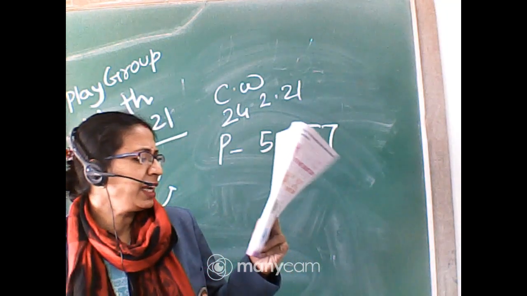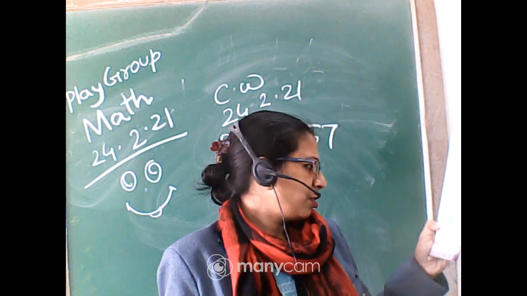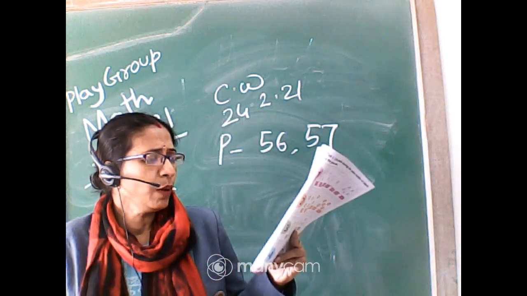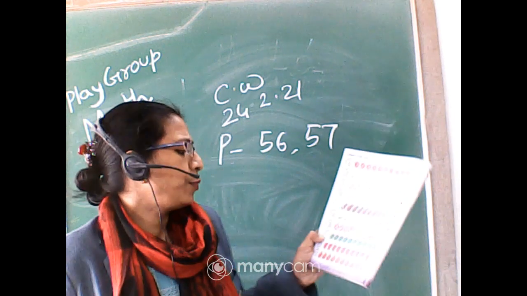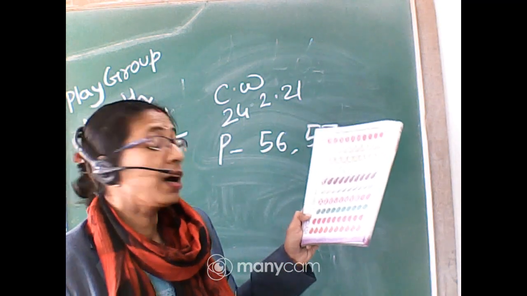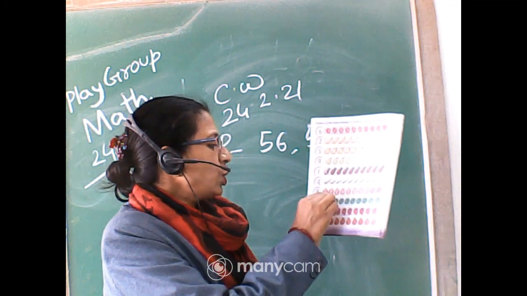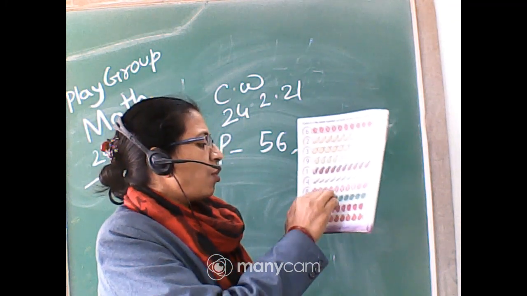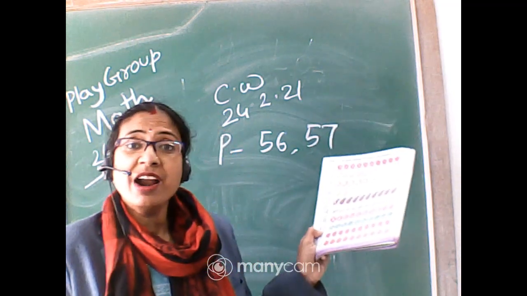Next one, I think it is the picture of muskmelon, or it will be maybe watermelon. So we have to cut or cross 7. So let's start. 1, 2, 3, 4, 5, 6, 7. Over.